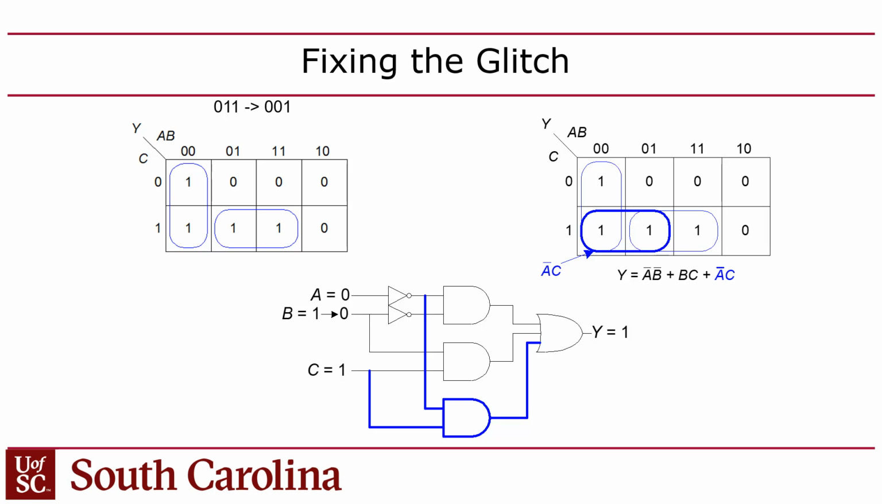One easy way to fix that is to just add another group by circling these 2 ones, which adds another AND gate and another input to the OR, right? Adds another term, right? Now this is a redundant term. It doesn't change the logic, but what it does is it makes it so if you change B from 1 to 0, you'll be going from one entry in the Karnaugh map to another within a grouping, right? You're not jumping from one group to another, right? So it adds this extra gate, which prevents there from being a glitch, right?